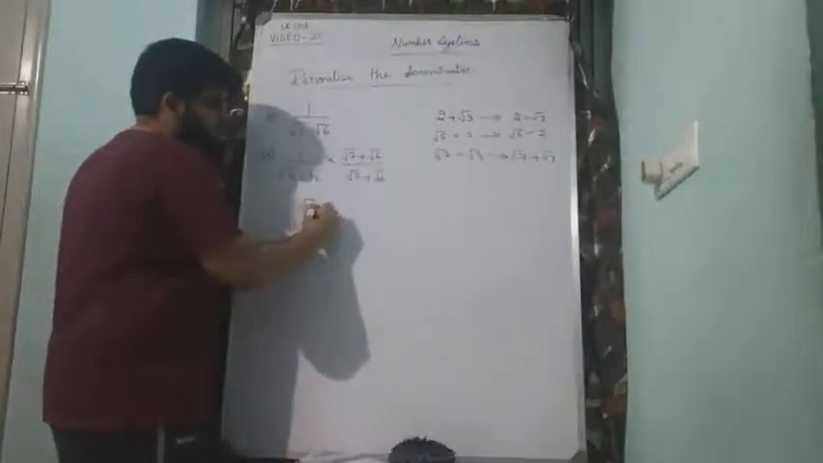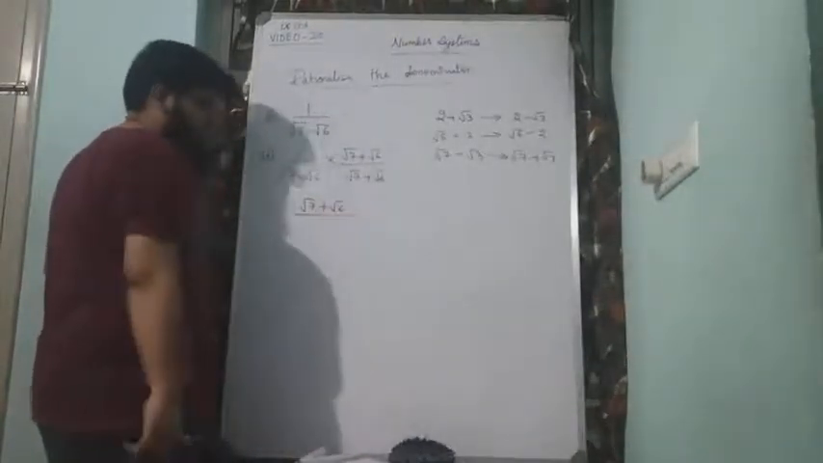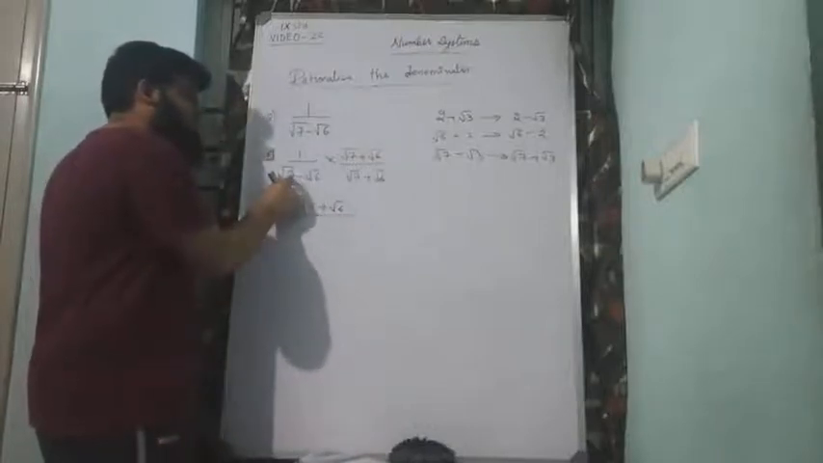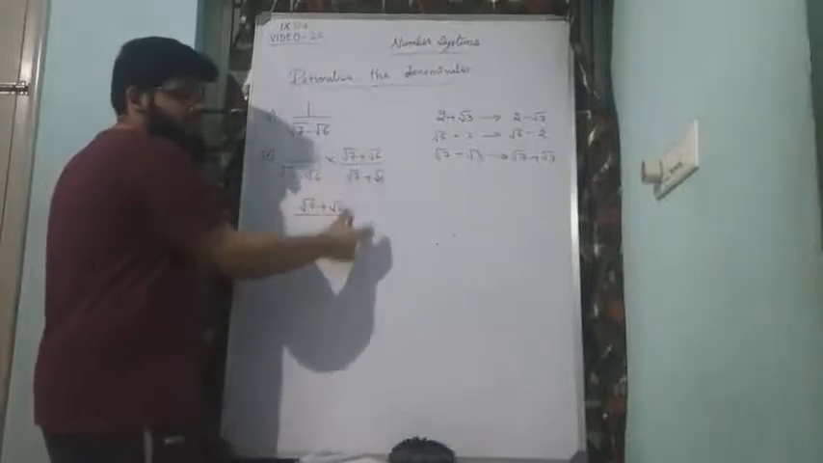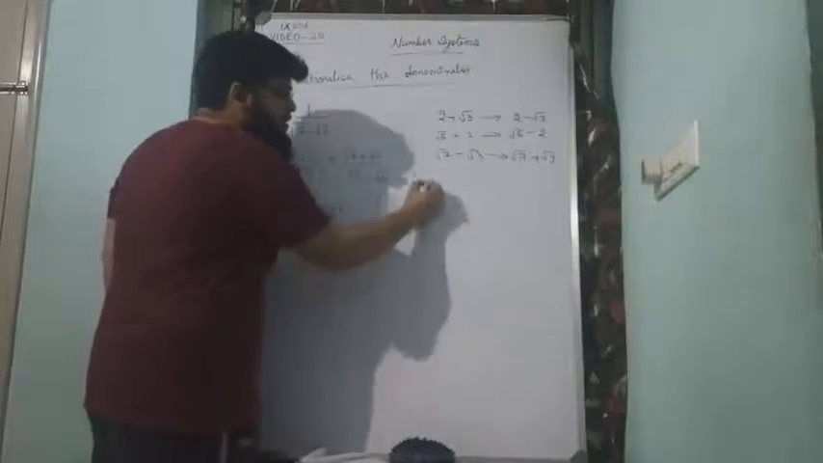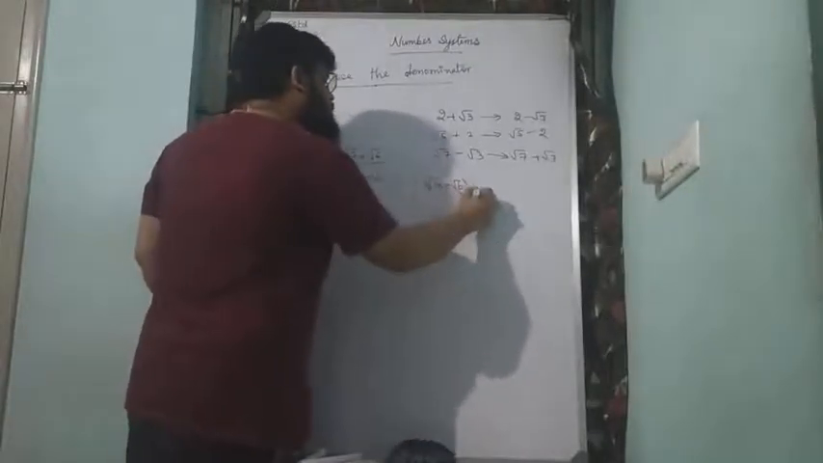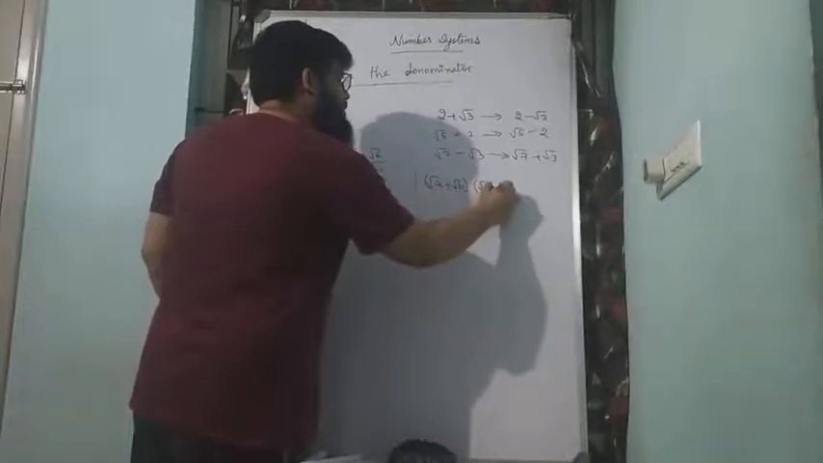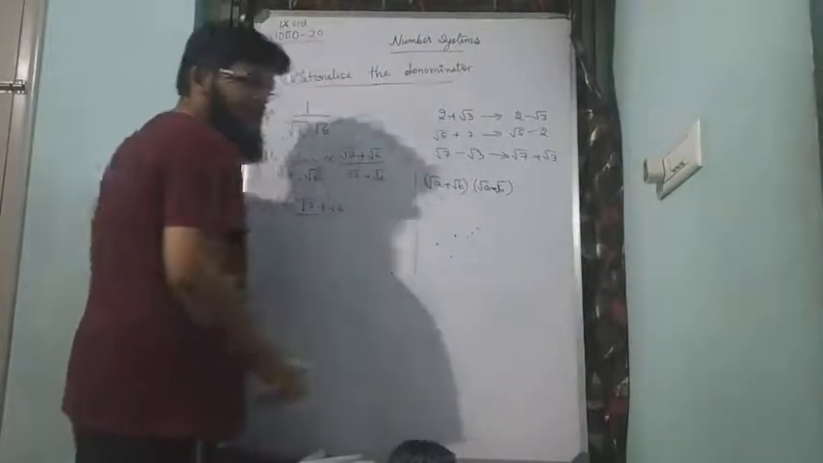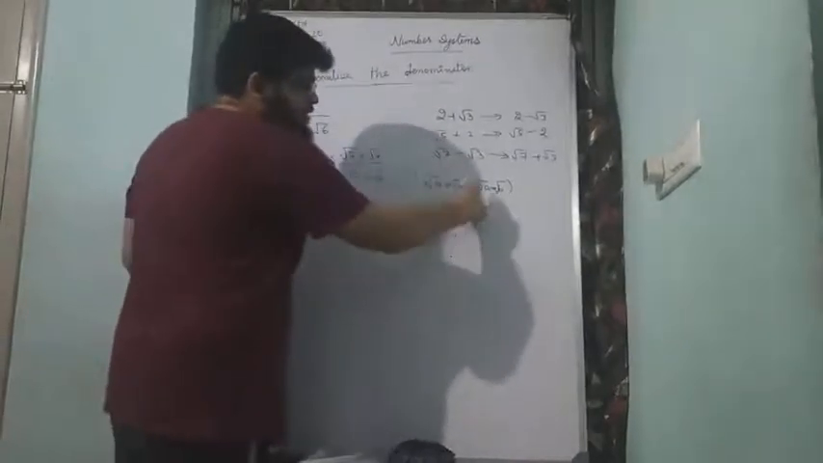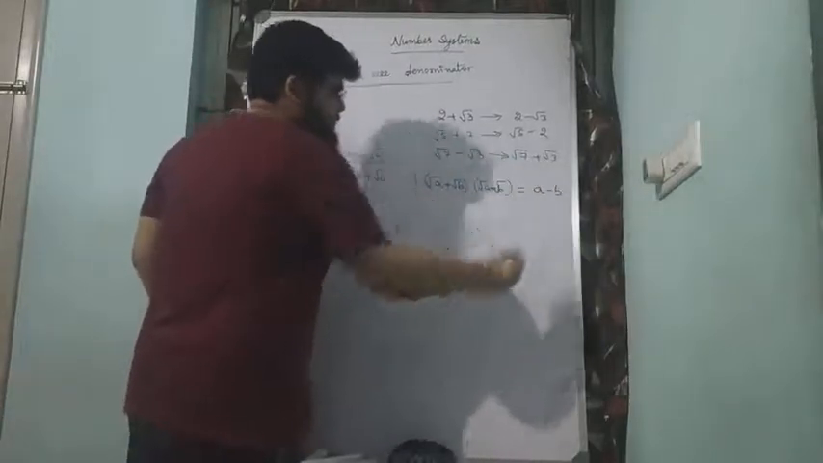So you get root 7 plus root 6 only divided by, now this is like root 7 minus root 6, root 7 plus root 6. Try to recall this identity that we have learned. Root a plus root b into root a minus root b. We have learned this identity in the last class, and the answer for this identity will be a minus b.